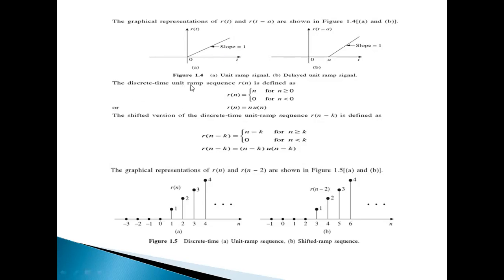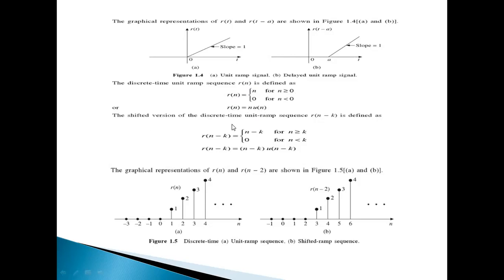The discrete time unit ramp sequence. Continuous is R of t, discrete means R of n, where whatever the t is, replace it with n only. R of n is equal to n for n greater than or equal to 0. R of n is equal to 0 for n less than 0. And the relation between the step and the ramp is R of n is equal to n into mu of n. Previously it was t into mu of t. Now it is n into mu of n.